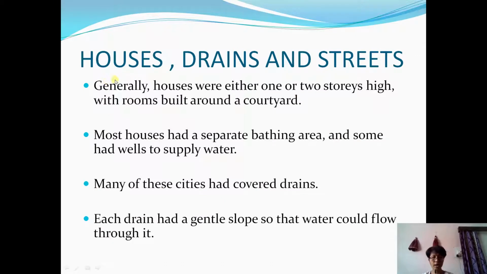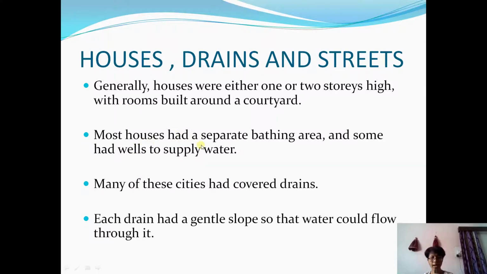Now, what kind of houses, drains, and streets were there during that civilization? Generally, houses were either one or two stories high, with rooms built around a courtyard. That means during that period, a building was maybe one or two stories, with some rooms, maybe three or four rooms.